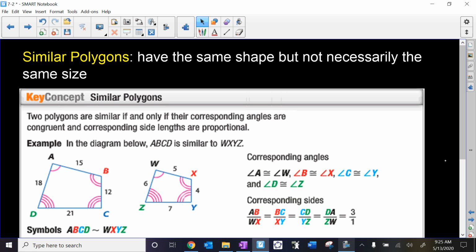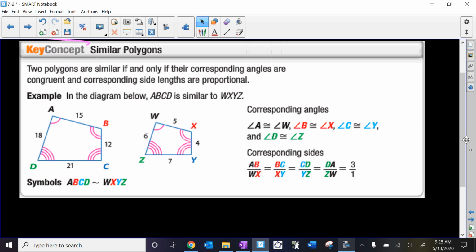Remember, we talked about what congruence was. Congruence and congruent polygons were polygons that had the same shape and the same size. Now we're dealing with similar, where they will have the same shape, but not the same size. So down here, we would consider these two polygons to be similar.